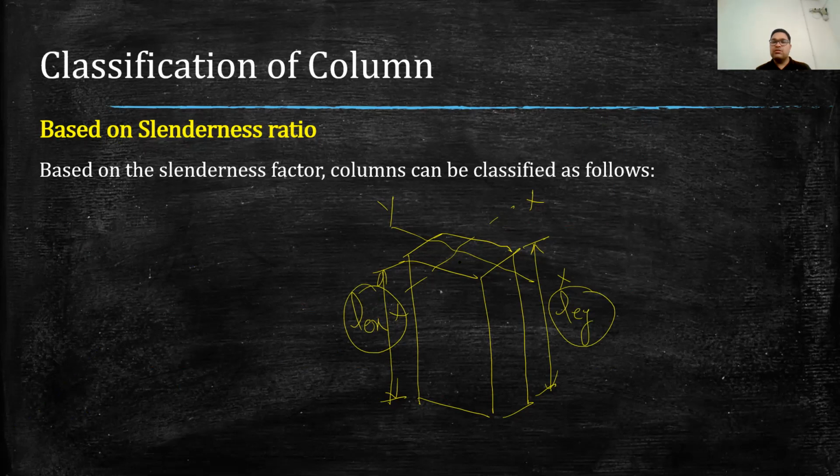Now both of these values may or may not be the same. It depends on the connectivity of this column with the beam. If the beams coming from this end and from this end both have the same depth, in that case LEY and LEX will be the same. If their depth is different, in that case LEY and LEX will be different. And now, talking about DX and DY: what are DX and DY? That I will show you.